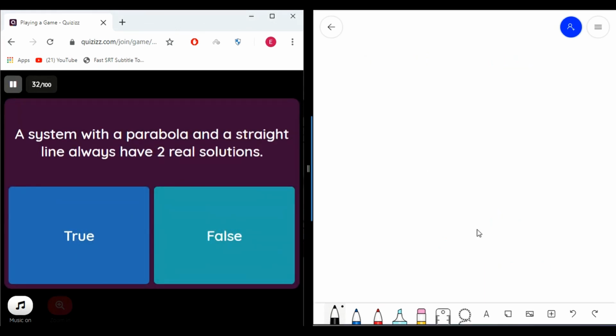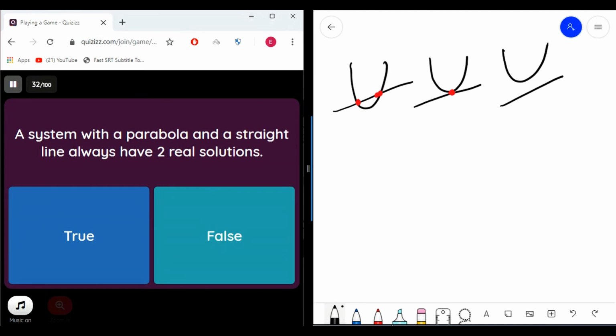32. A system with a parabola and a straight line always has 2 real solutions. Okay, this is only true when the line cuts the parabola at 2 points, like this. If this is the parabola and the straight line looks like this, and it cuts at 2 points, then it will have 2 real solutions. But the system can have only 1 real solution, which is the one that looks like this. You see? The line and the curve only intersect at 1 point, then we have 1 real solution. Or the system can have no real solution at all, meaning the line and the curve don't intersect.